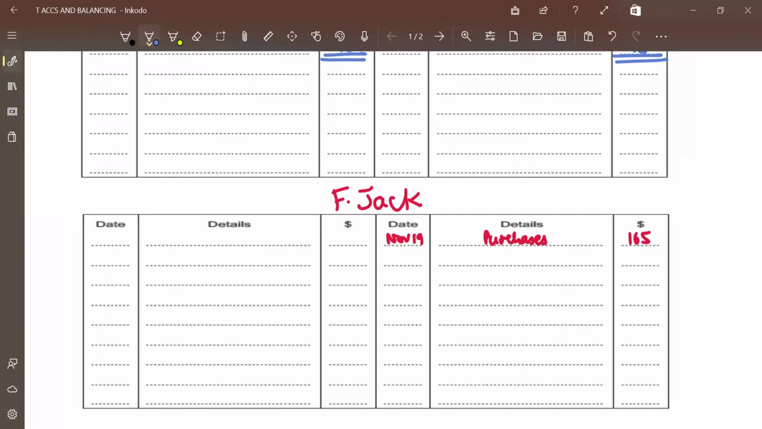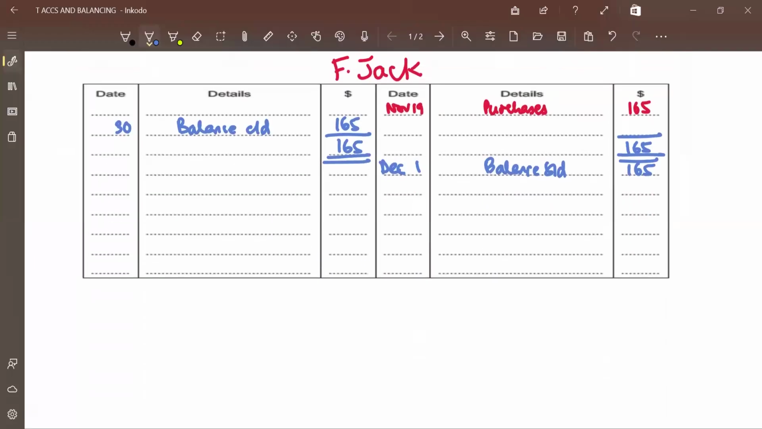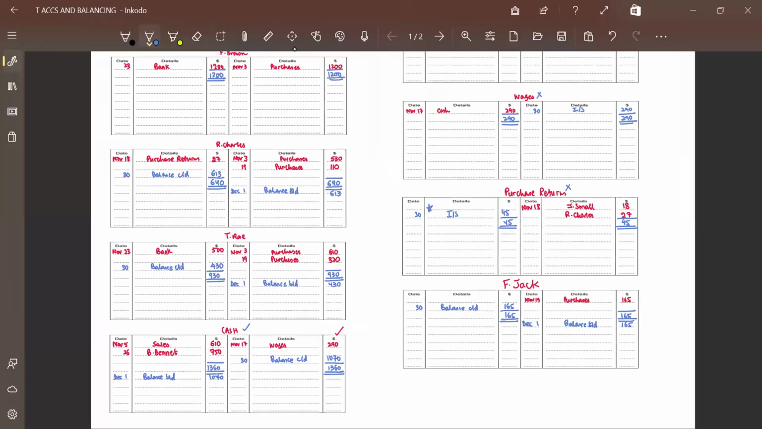Then F Jack, you've bought goods from F Jack worth $165, 165 and 165. The balance carried down is 165 because we still owe him. At the end of the month, we got to know that we have not made payment to F Jack. You still owe him $165. The balance brought down on the first day of the next month is $165 on the credit side because it's a liability on you. Then we move on to the next page.